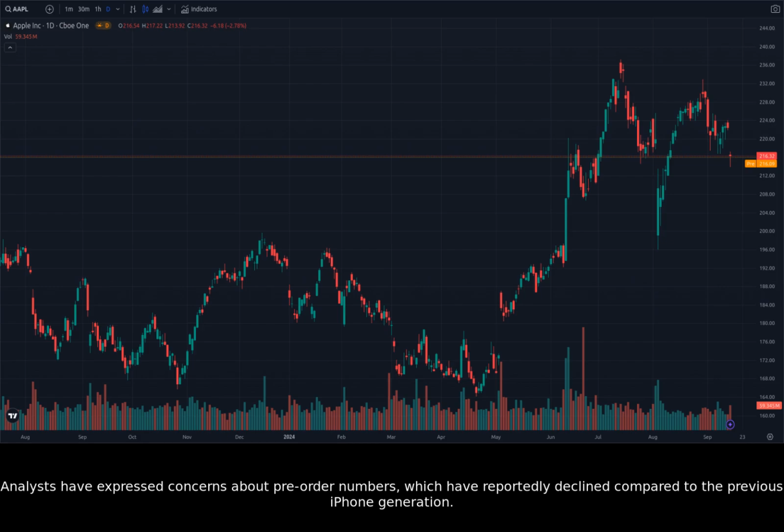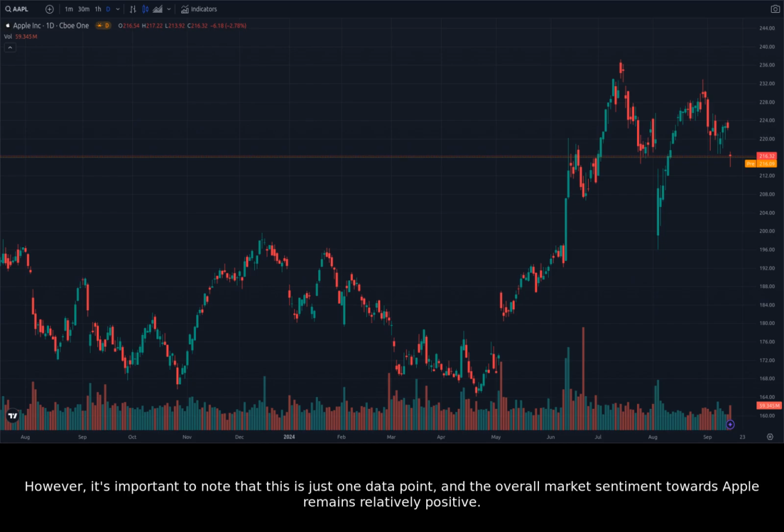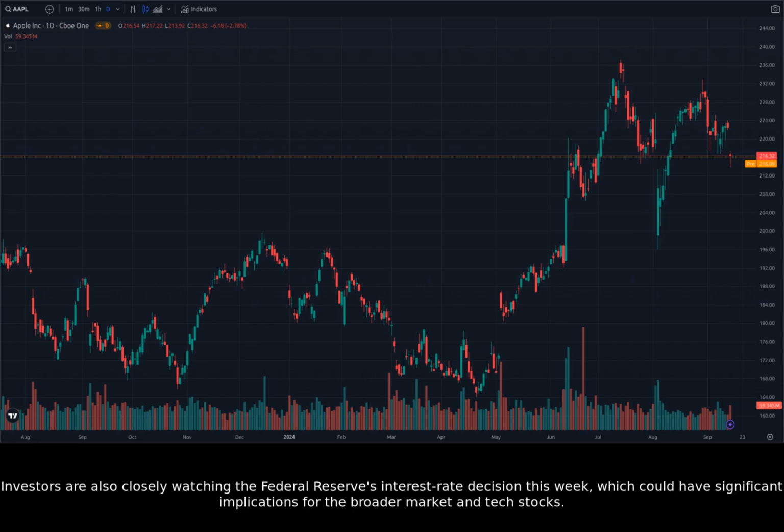Analysts have expressed concerns about pre-order numbers, which have reportedly declined compared to the previous iPhone generation. However, it's important to note that this is just one data point, and the overall market sentiment towards Apple remains relatively positive. Investors are also closely watching the Federal Reserve's interest rate decision this week, which could have significant implications for the broader market and tech stocks.